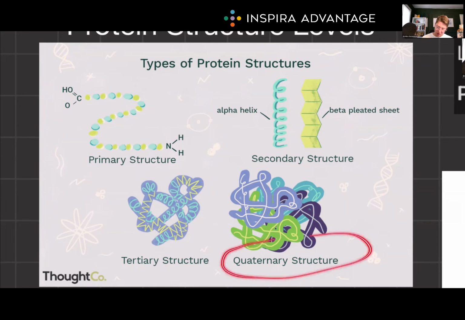Now, quaternary structure, not all proteins will have, but they are an assembly of multiple polypeptide chains. Keyword multiple. Tertiary, this is just one continuous string. Quaternary, we've got a bunch of different continuous strings. That means they have subunits, which is a functional protein complex. Examples include hemoglobin, which consists of 4 subunits, and DNA polymerase, which has multiple subunits working together.